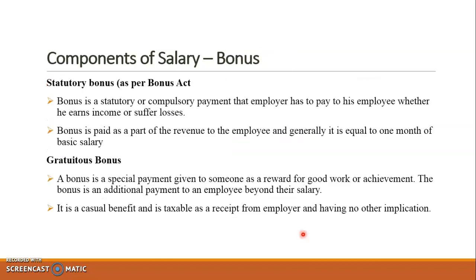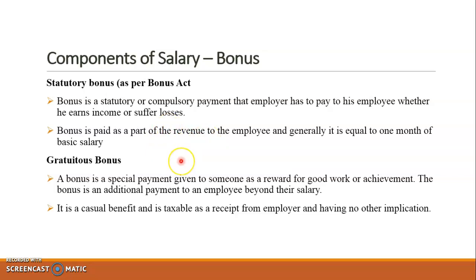Okay. Next is bonus. So there are two types of bonus, statutory bonus and gratuitous bonus. Statutory bonus is governed as per your Bonus Act. It is a statutory and compulsory payment that the employer has to pay to his employee whether he earns income or suffers losses. So it is a charge against the profits of the company, that the employer in any case has to pay the bonus, because this statutory or compulsory bonus is governed as per your Bonus Act, and there are various kinds of conditions which are governed by this act. Bonus is paid as a part of the revenue to the employee, and generally it is equal to 1 month of basic salary.